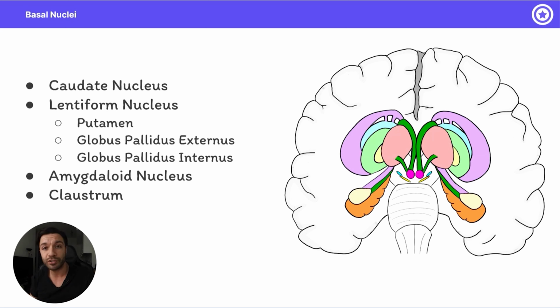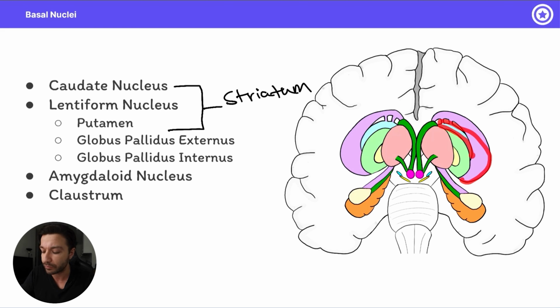Whenever you hear the term lentiform nucleus, know that it's referring to the globus pallidus internus and externus, as well as the putamen. And you might also hear the term striatum thrown around, not corpus striatum, but just striatum or striate nucleus. The striate nucleus or striatum is the caudate nucleus and the putamen bound together. If we take a look, the caudate nucleus and the putamen join right here. So we refer to them as the striatum when we're considering them together.